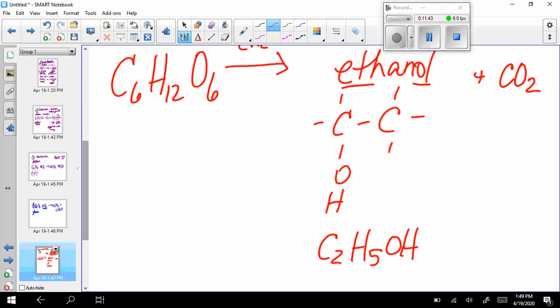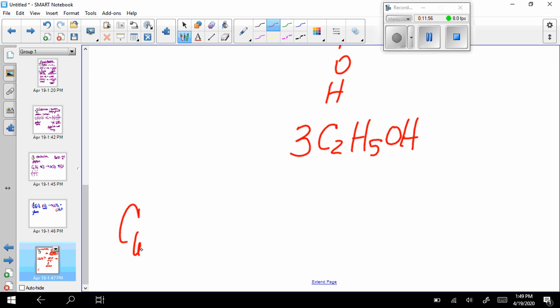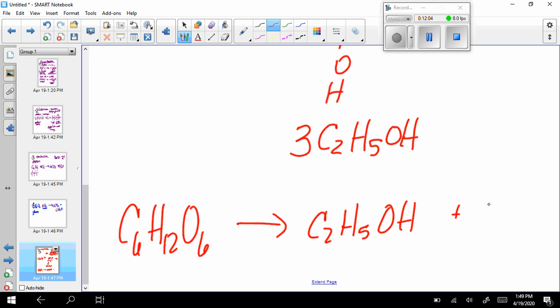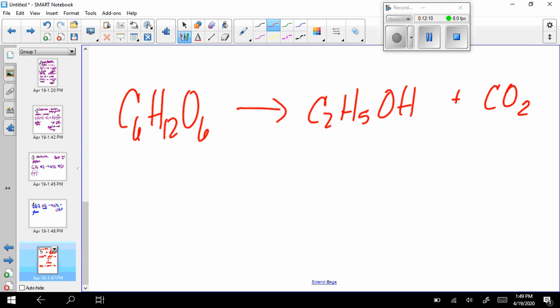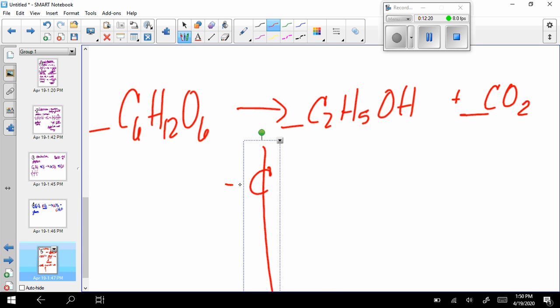If I have 6 C's here, I would have to make 3 of these, and I'm just going to do this out again so I have a little bit more room. C6H12O6 makes C2H5OH plus carbon dioxide. All right, in order to balance it, I just like seeing it this way. And actually, I'm going to do it like this, and it'll be a little balancing practice for us.